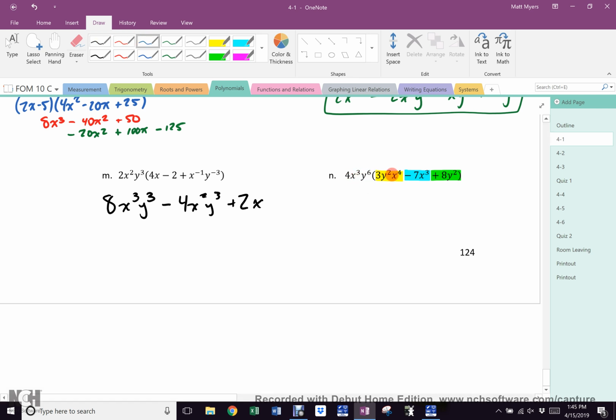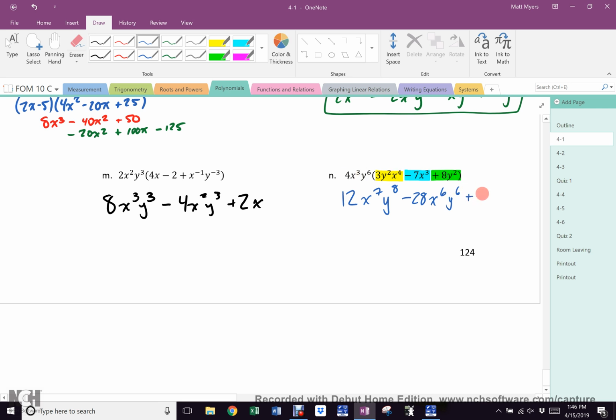So, take this, multiply it by the yellow one. What happens with the 4 and the 3? 12. Yay. What do I do with x cubed and x to the 4th? x to the 7th. And y to the 8th. Now I move on to this term. What do I do with the 4 and the 7? To get minus 28. x cubed and x cubed? x to the 6th. y to the 6th, then nothing, stays y to the 6th.